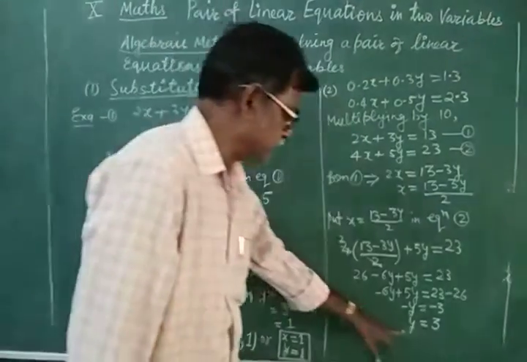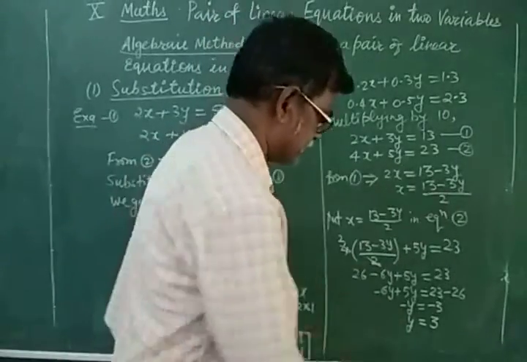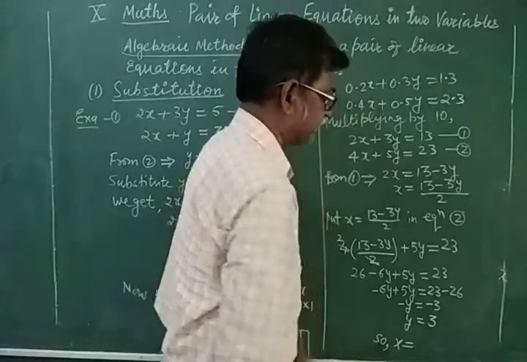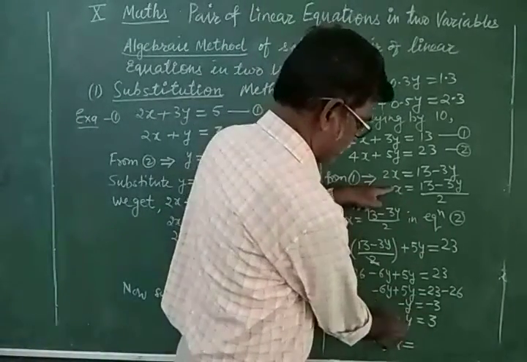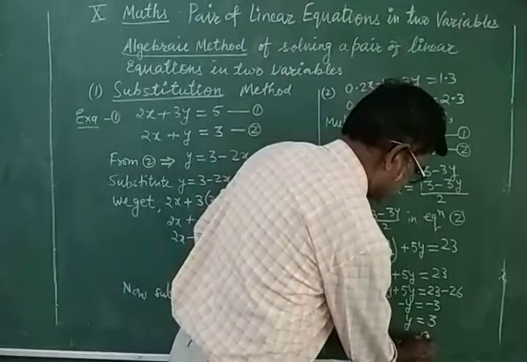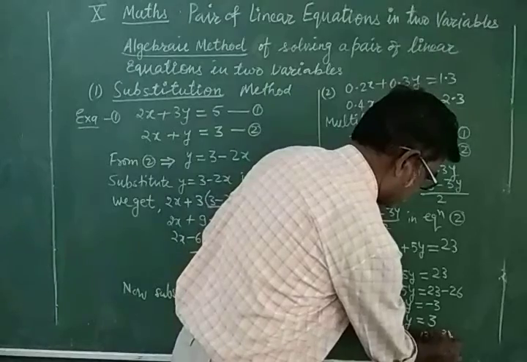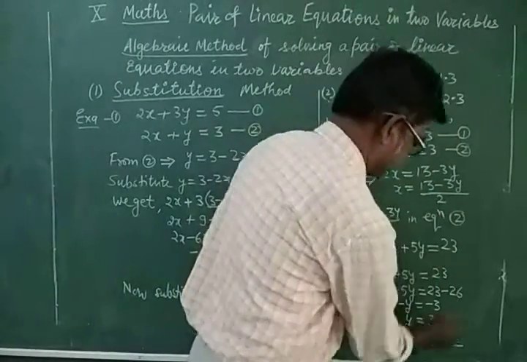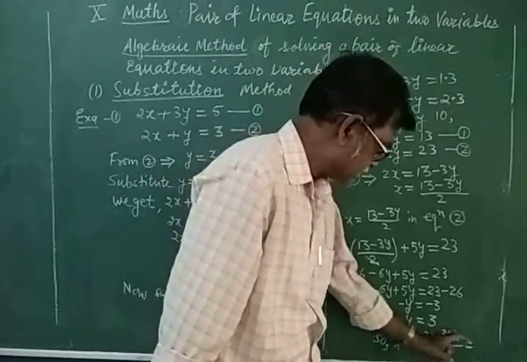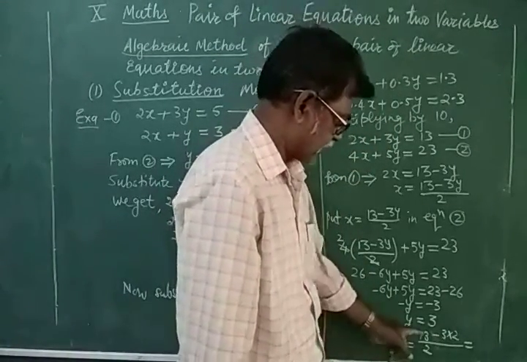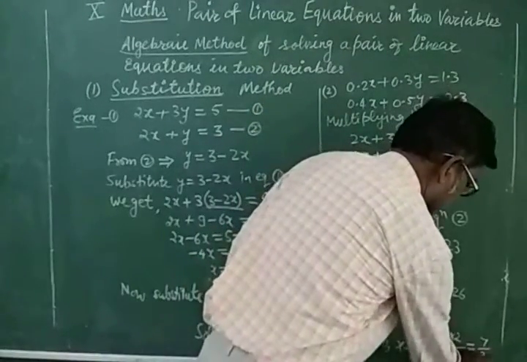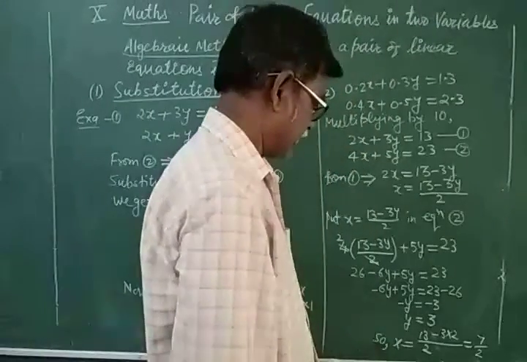Then y is equal to 3. If we substitute here, x will be equal to 13 minus 3 into 2, divided by... how much is it? 3 into 2 is 6, 13 minus 6 is 7, 7 by 2. So this is the value of x.